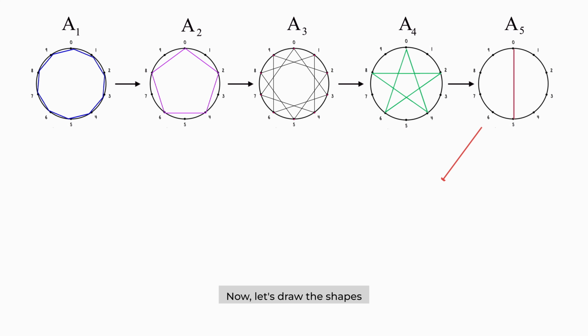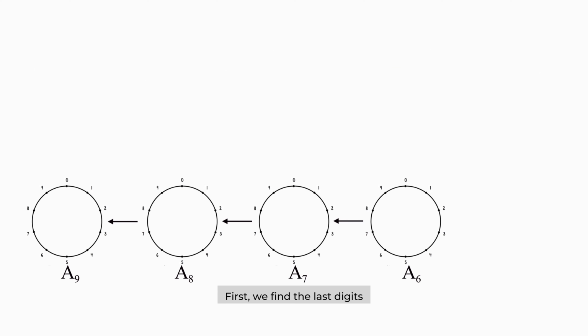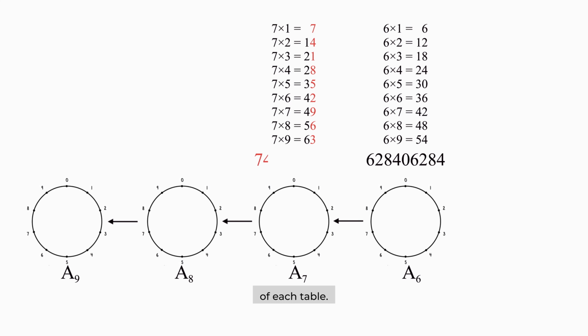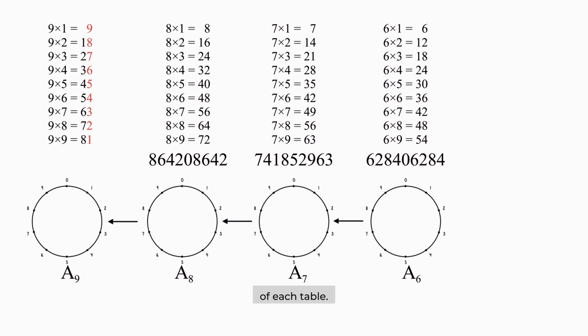Now, let's draw the shapes for the 6 times table through the 9 times table. First, we find the last digits of each table. Then, we draw the corresponding shapes.